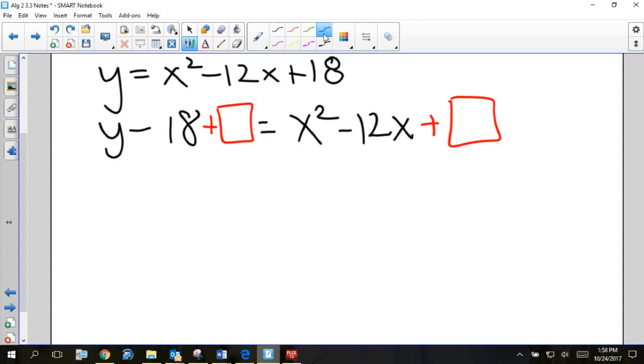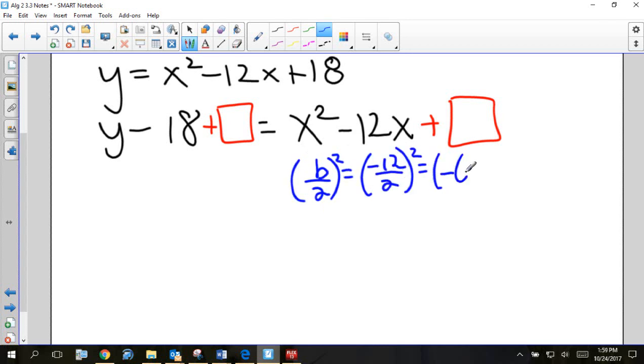How do we complete the square? B divided by 2 squared. You take B, divide it by 2, and then you square it. So here we're going to do negative 12 divided by 2, which is negative 6, squared, which is 36. Every time you square a number, it becomes positive. Then on the side with y minus 18 plus 36, I'm just going to combine the minus 18 and the positive 36 and get plus 18.